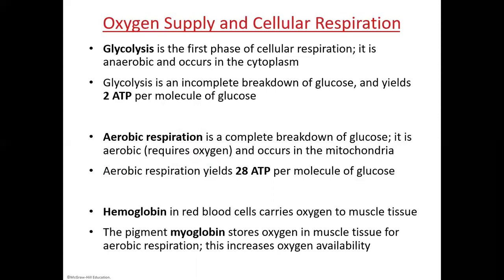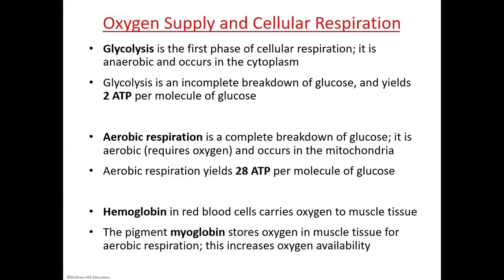It's not a very efficient process if that's all you're doing. The byproducts will eventually build up and get turned into lactic acid. We'll talk more about that in a minute. Now, if oxygen is present, the byproduct of glycolysis, besides the ATP, is 2 molecules of pyruvate. The pyruvate can then go to the mitochondria, where it can break down further in the presence of oxygen, and that process will yield a net of 28 ATP per molecule of glucose.